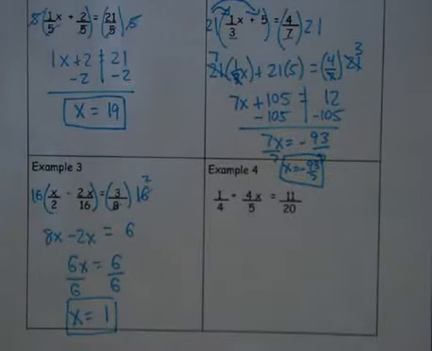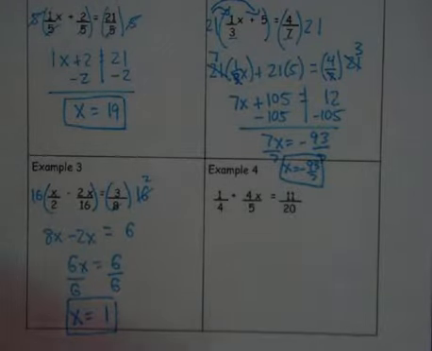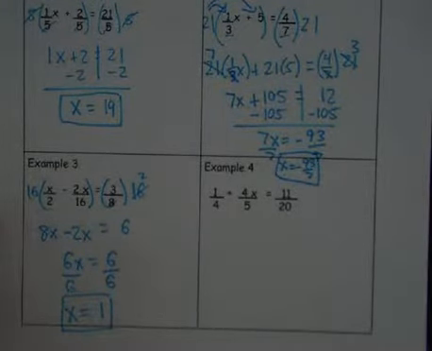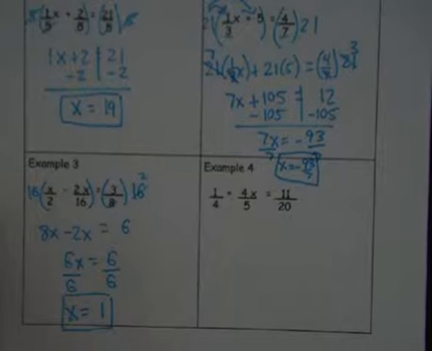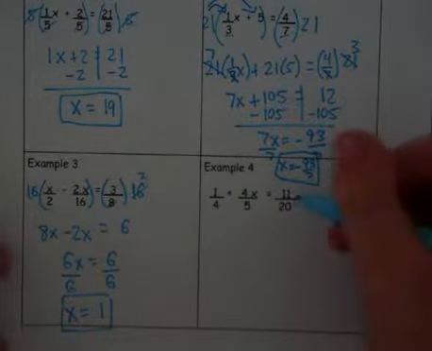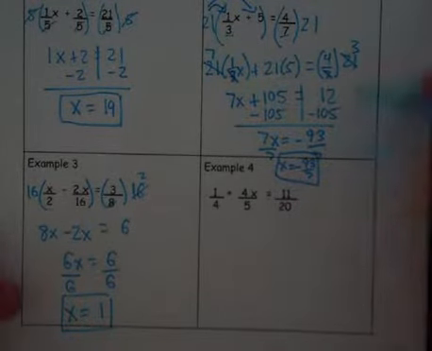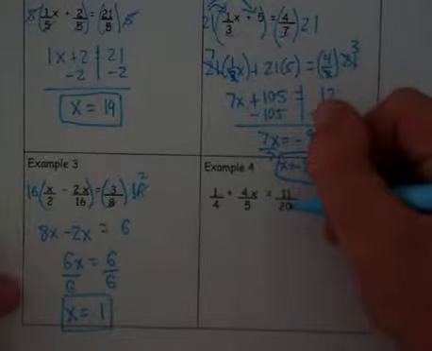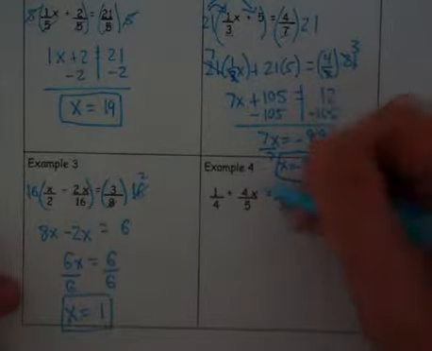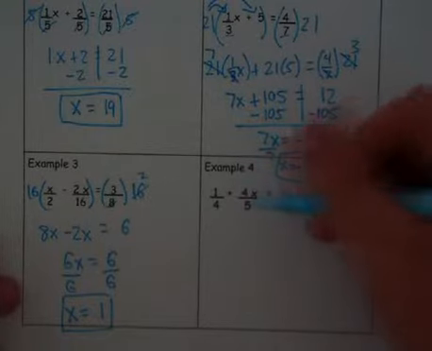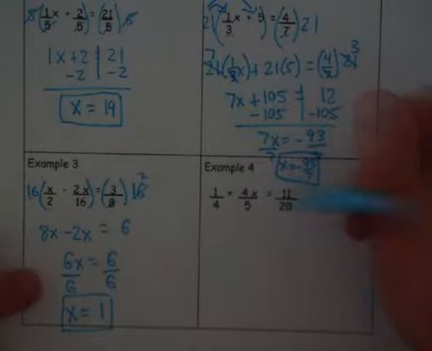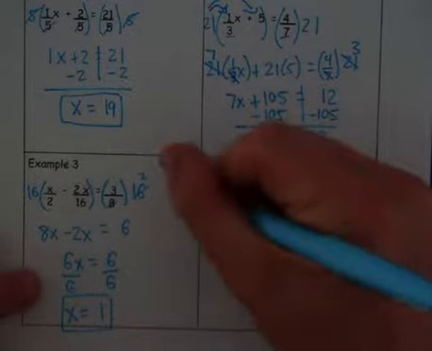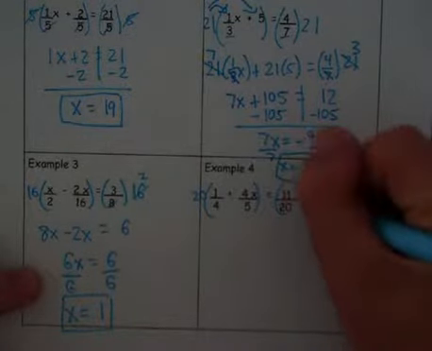Okay. And then finally, our last example, 1/4 plus 4x over 5 equals 11 over 20, right? The first step is to look for the common denominator, okay? Common denominator can be no less than 20. Does 4 go into 20? Yes. 4 times 5 is 20. Does 5? Yes. 5 times 4. So 20 is going to be what we're going to multiply by. We're going to multiply this side by 20, this side by 20.